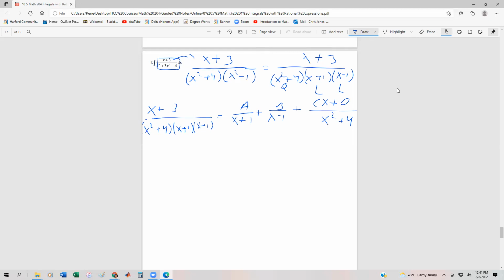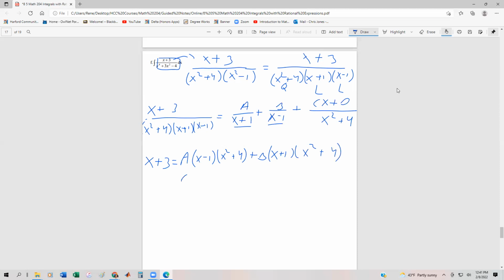So that's going to leave us with x plus 3. And then for the A, notice that we have x plus 1 in the denominator, so that's not going to be part of our product. So that's going to be x minus 1 and then x squared plus 4. Notice in the B that we have x minus 1 in the denominator, so that's not going to be part of our product. So we're going to have x plus 1 times x squared plus 4.